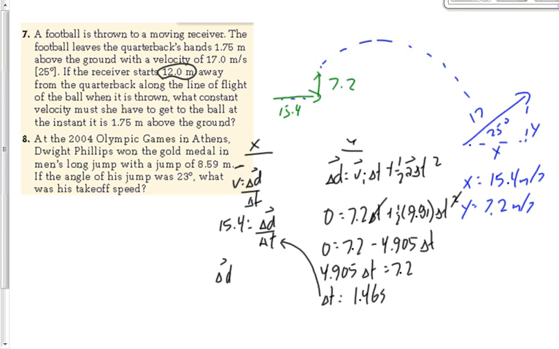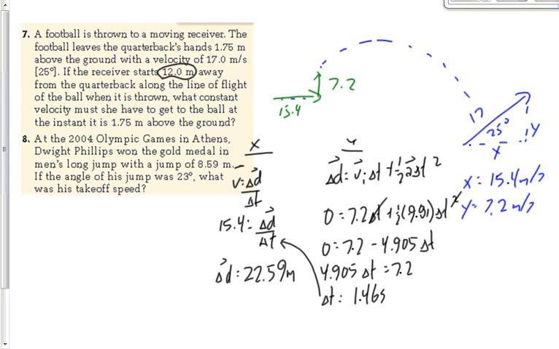What's 15.4 times 1.46? I don't know what that number is right now. All I know is it's not our answer. It's not what we're looking for, but that's okay. It's something. What do you get there, Jonathan? 22.59 meters. Okay, good. What have we just found? Not what we're looking for. We're looking for velocity. But what have we just found? Michael? Right, the distance the ball travels.